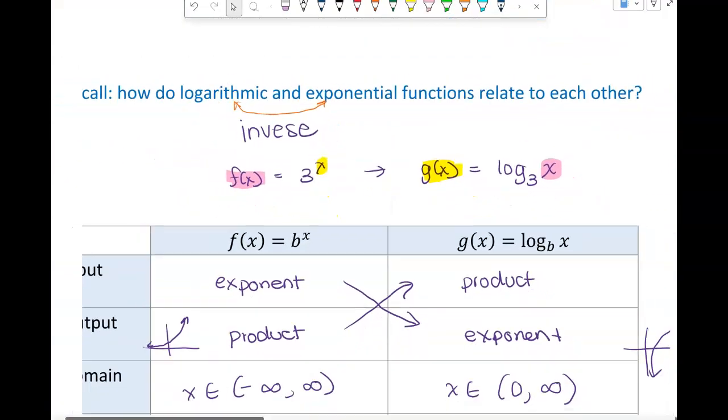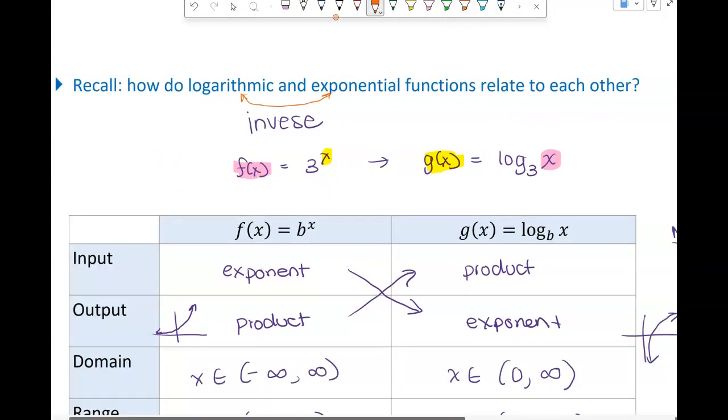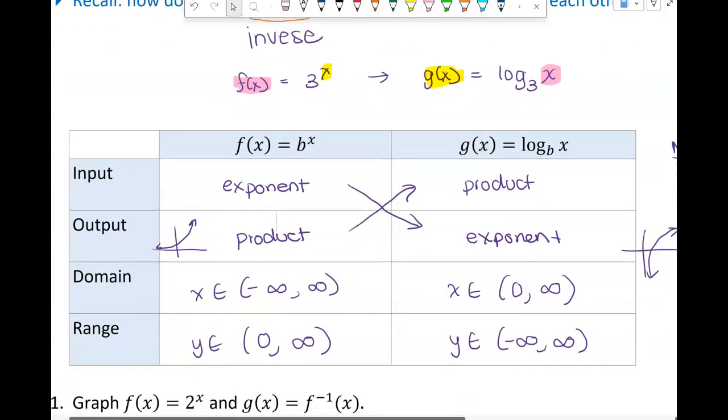So when we look at, for example, this exponential function f of x equals 3 to the x, and we compare it to its logarithmic version, which is log base 3 of x. The input of the original exponential function is an exponent, the output is the product. And when we look at that graph, here's just a quick sketch. Our x values can range from negative infinity to infinity, and our range goes from above 0 to infinity.